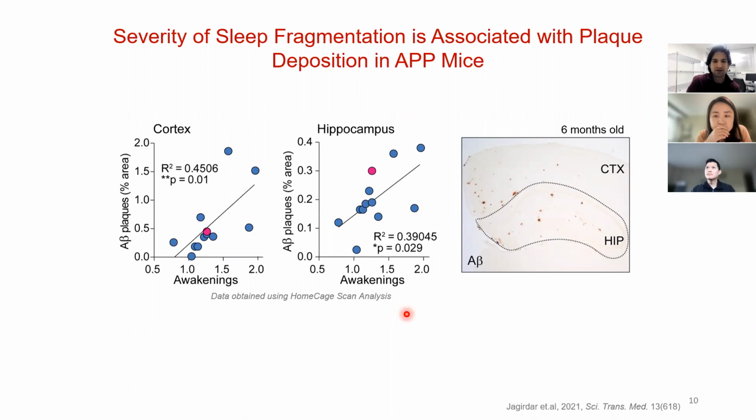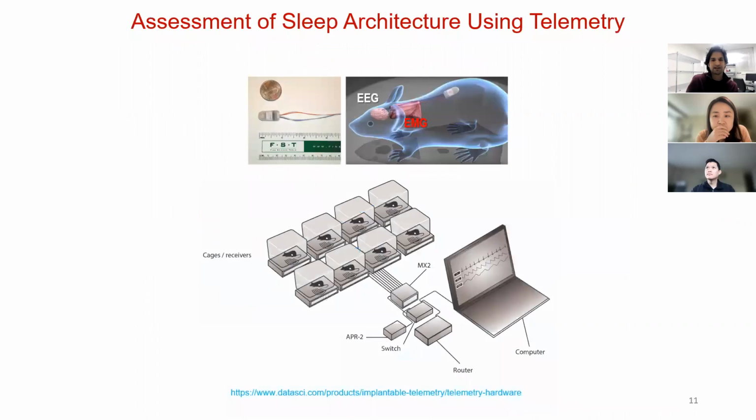So it brings all this together, and then we were interested in doing a more physiological way of recording sleep in our mice. For that purpose, we use the system created by Data Science International. It allows us to record EEG and EMG activity in mice. Basically, it's a wireless system that helps the mouse to move freely in its home cage.